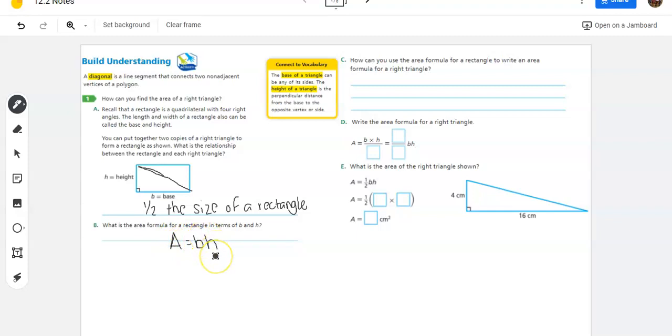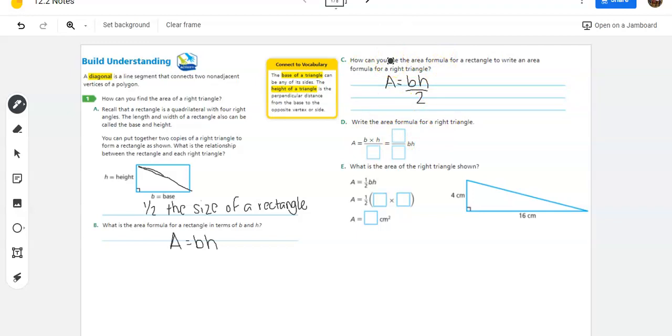We use length and width a lot. I do not care which one you use. C, how can you use the area formula for a rectangle to write an area formula for a right triangle? So for a rectangle, we have area equals base times height. And then remember over here, we said it was half. So if we divide it by 2, that is the area formula for a triangle.